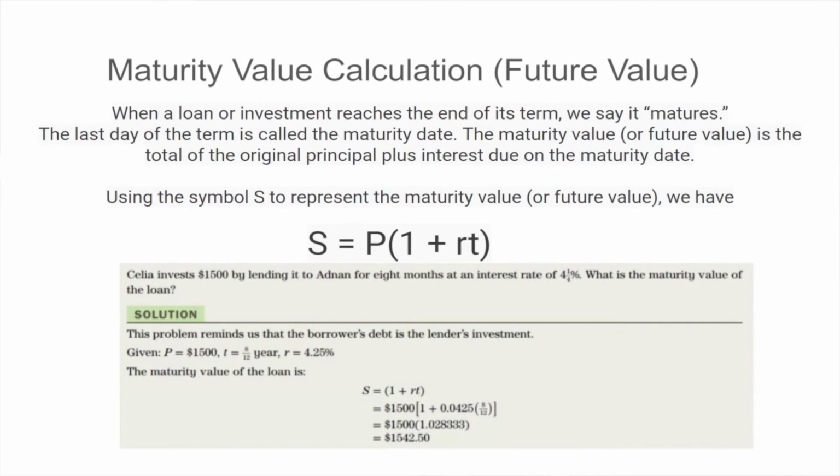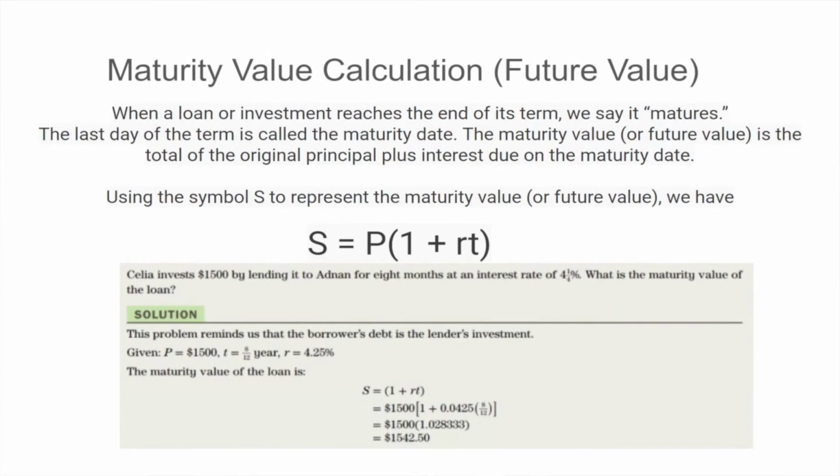The maturity value or future value is the total of its original principal plus the interest due on that maturity date, $1.10 in my example. Using the symbol S to represent the maturity value, here is the formula. The formula is a derivation of the I equals PRT formula. So the future value is the principal times the bracket 1 plus the rate times the time. So I have a little example here.